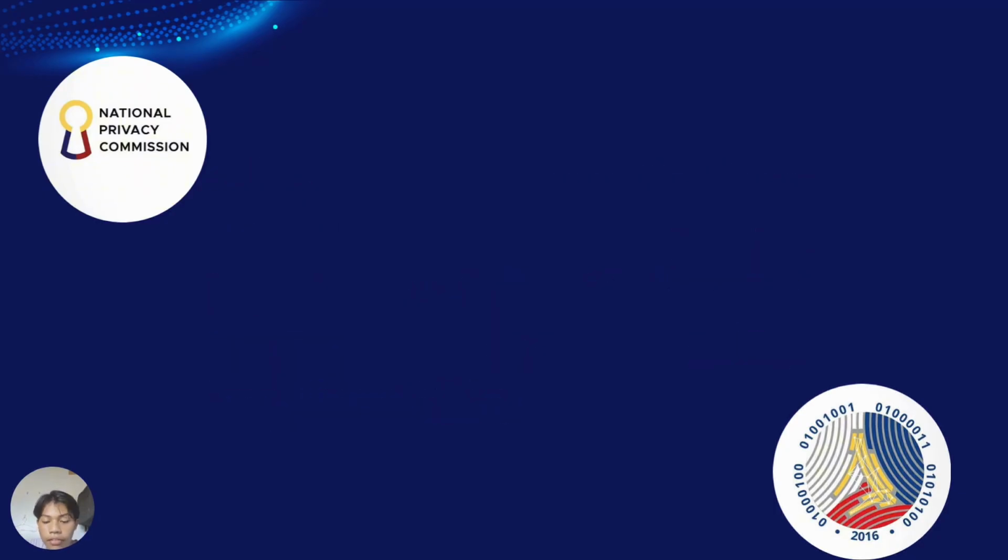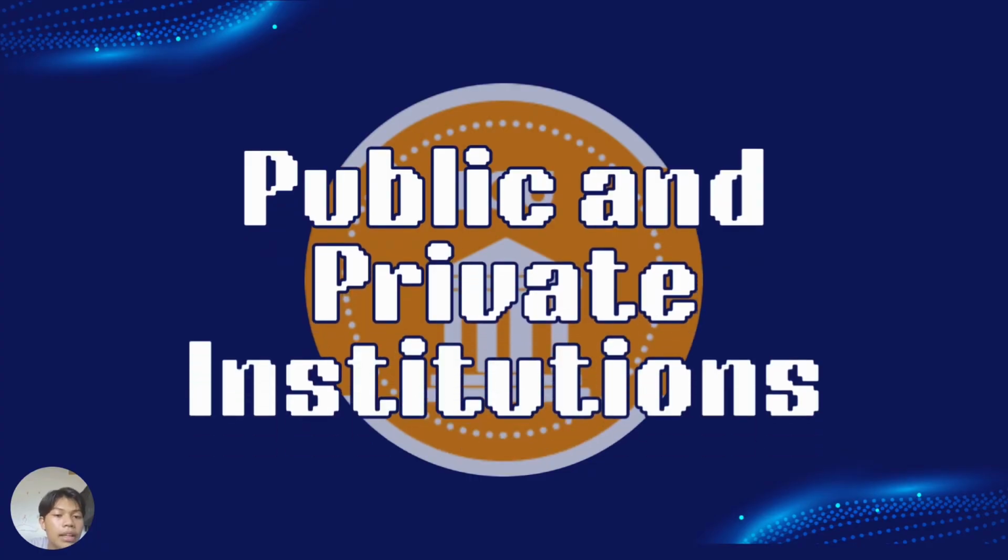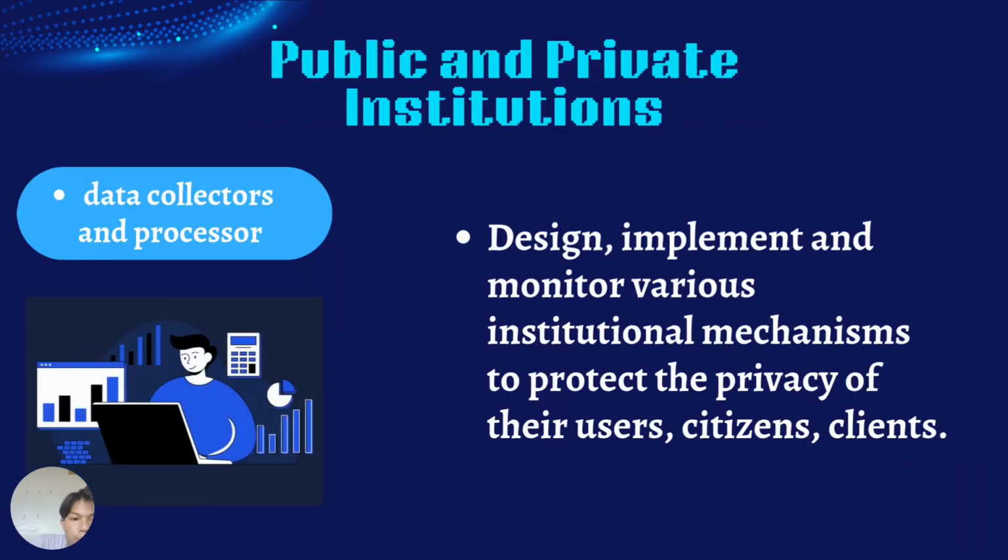So next, moving forward, we have the public and private institutions. Do you guys have any examples, or any idea what these public and private institutions are? Actually, public and private institutions include those that offer public services such as hospitals and our internet providers, because they do collect our data or personal information.